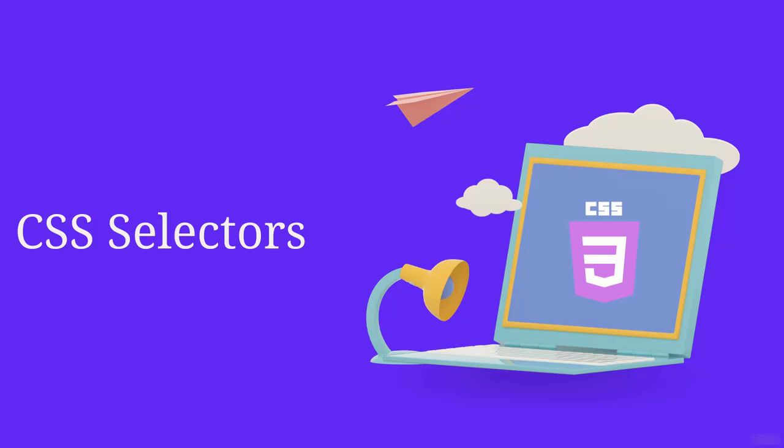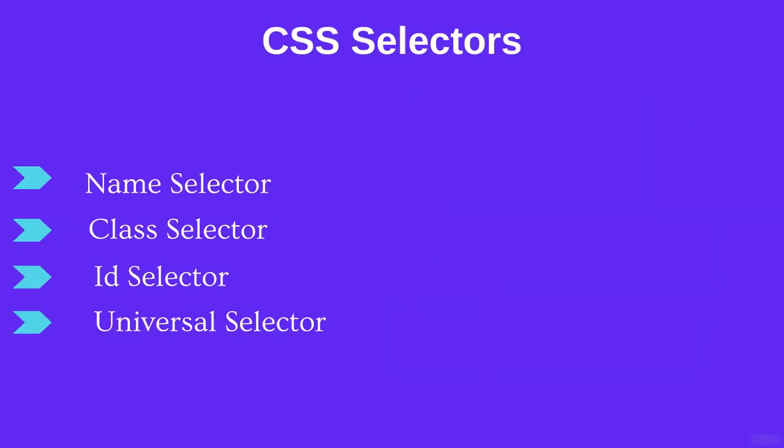In this video of CSS, we will talk about selectors. Selectors are basically something which will help us in selecting a particular element or a particular portion of your web page. Here we have 4 kinds of basic selectors: name selector, class selector, ID selector, and universal selector.